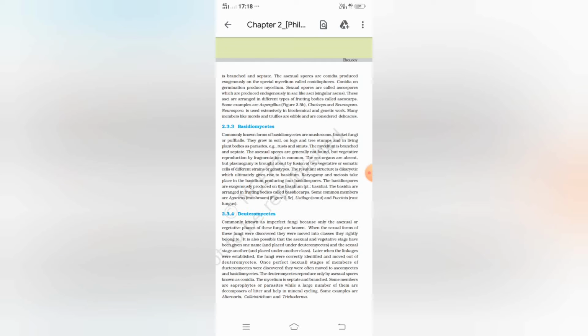Karyogamy and meiosis take place in the basidium, producing four basidiospores. The basidiospores are exogenously produced on the basidium, plural basidia. The basidia are arranged in fruiting bodies called basidiocarps. Some common members are Agaricus mushroom, figure 2.5c, Ustilago smut, and Puccinia rust fungus.